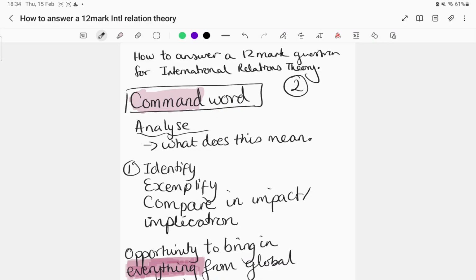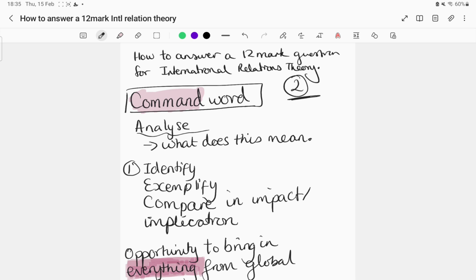The aim of this video is to give a clear explanation of how to answer the 12-mark question for the Global Politics paper of Edexcel. Now, this is the only compulsory question in any of the papers, because for paper 1, paper 2, and for the majority of paper 3, you have a choice between either 2 or 3 questions.